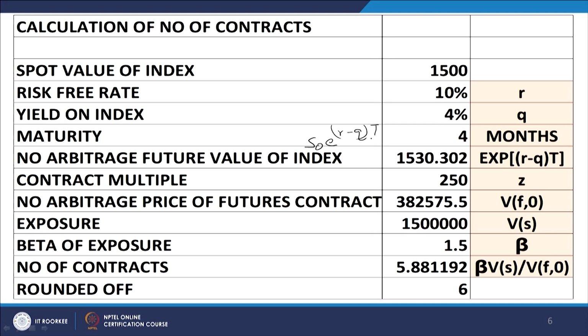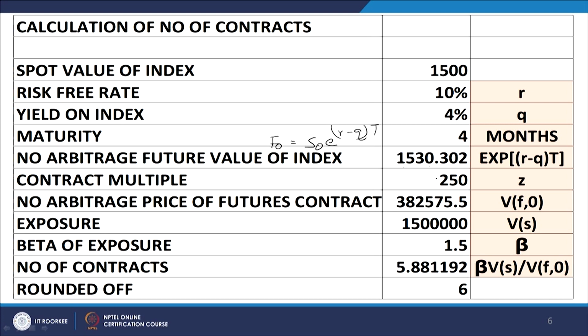If you put these respective values, you get the futures value of the index as 1530.30. This is the futures value of the index at t equal to 0. This is equal to F0, the futures value of the index, not the contract.